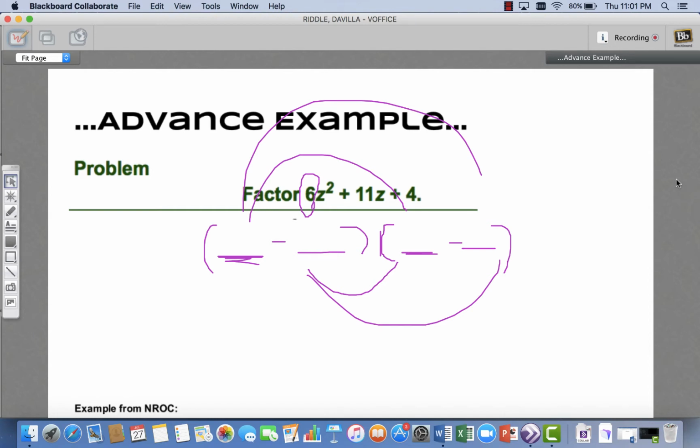And there's nothing that we can pull out from this expression. Do you want me to walk you through this one? This one's a pretty tough one. Okay.